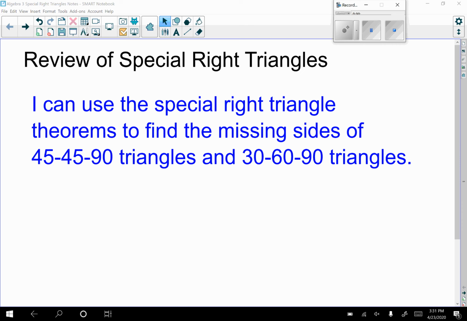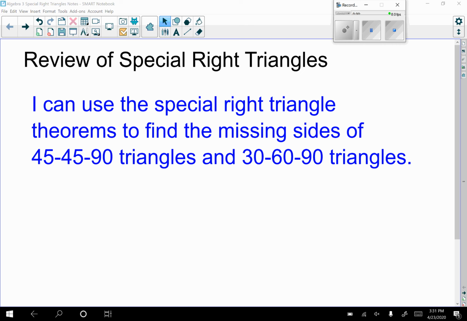So in this lesson, we're going to go over the characteristics, the relationships between the sides of special right triangles. The two special right triangle types are those that have two 45-degree angles and one right angle, and then one angle is 30 degrees, 60 degrees, and of course the right angle is 90 degrees.